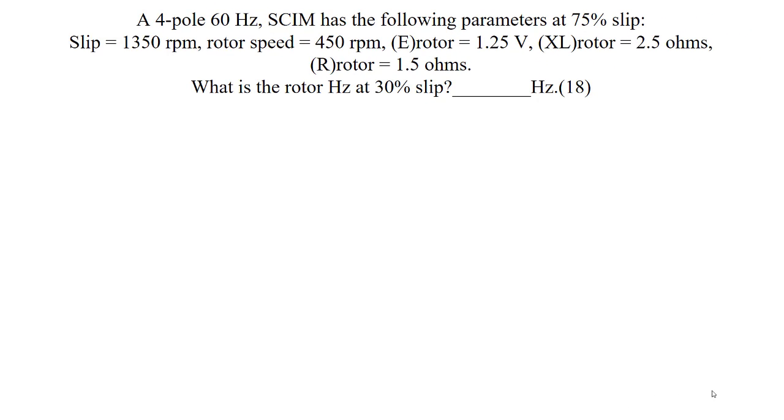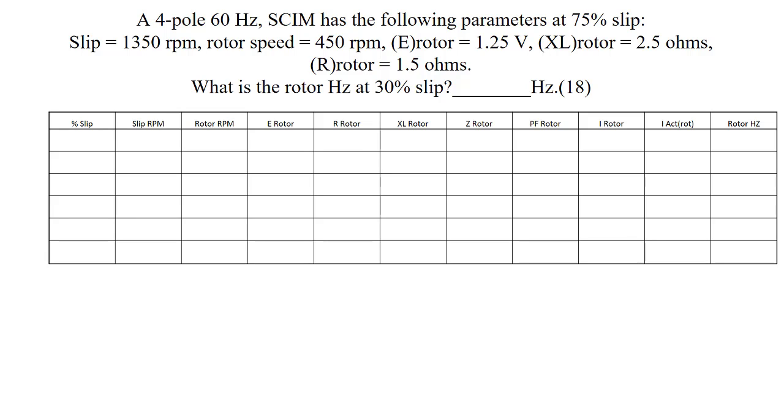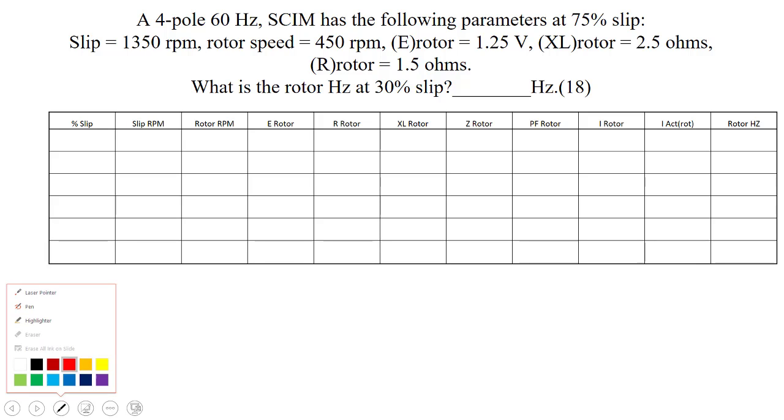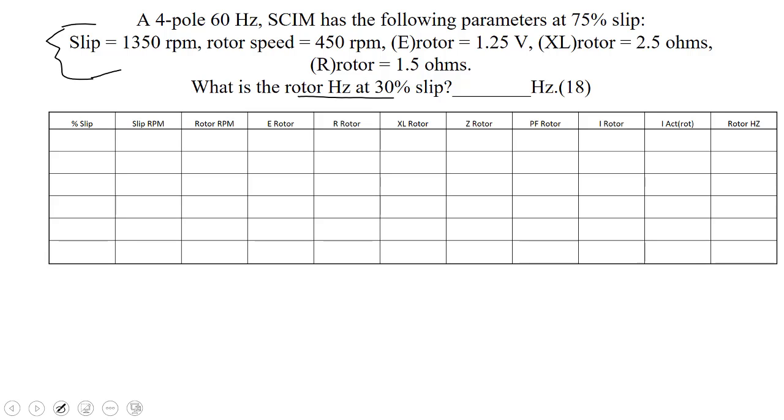Okay, this is part two of calculating rotor parameters and using the rotor charts. On this question here, we've got a 4-pole 60 Hertz SCIM with the following parameters at 75%. Now I'm just going to jump down to see what they're asking for. In this case, they're asking for the frequency at 30%. Often these questions can give you a lot more values than you actually need. So these parameters at 75%, we're not really even going to need them.